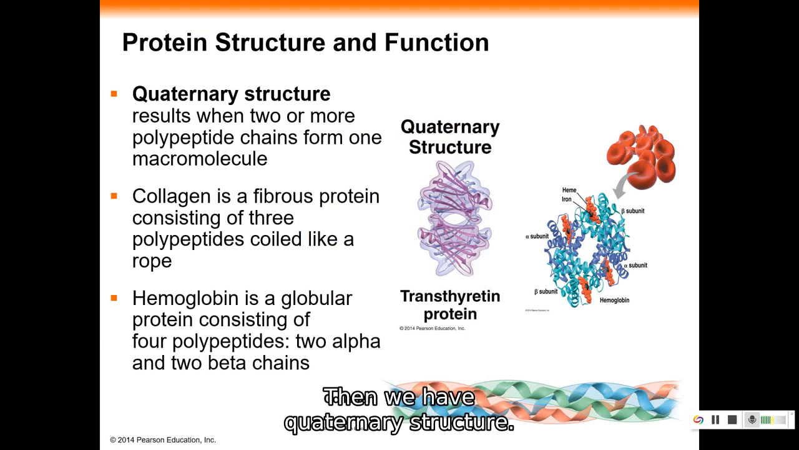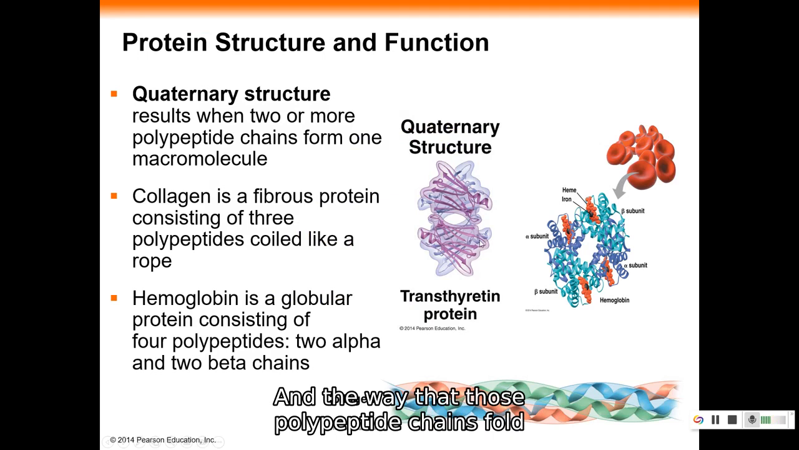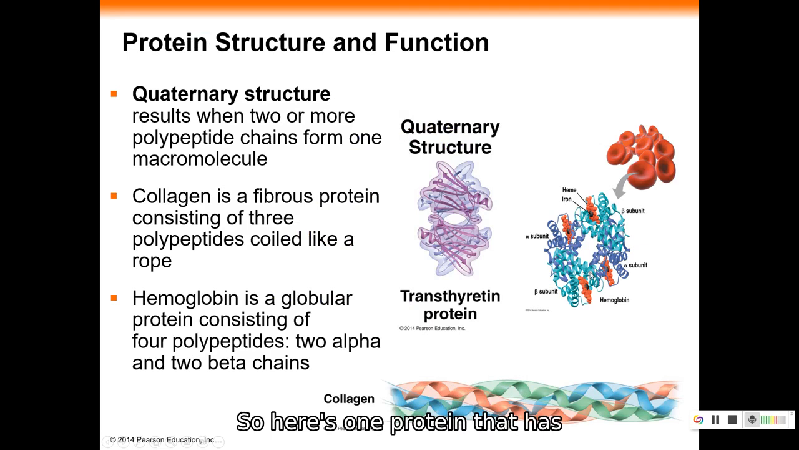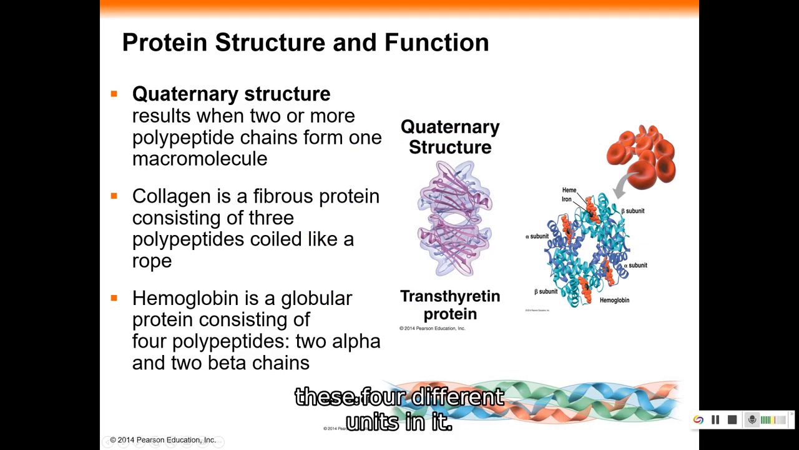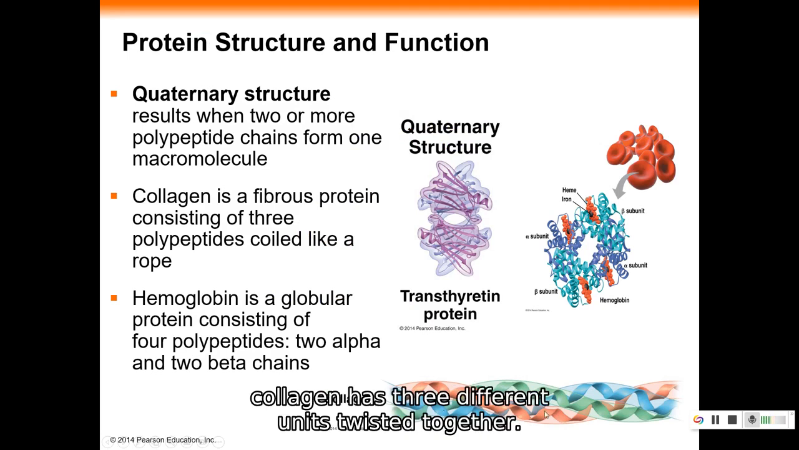Okay, then we have quaternary structure. Quaternary structure is only going to be in proteins that use more than one polypeptide chain. And the way that those polypeptide chains fold together gives you quaternary structure. So here's one protein that has these 4 different units in it. Here's hemoglobin with 4 different units in it to make hemoglobin. Collagen has 3 different units twisted together.